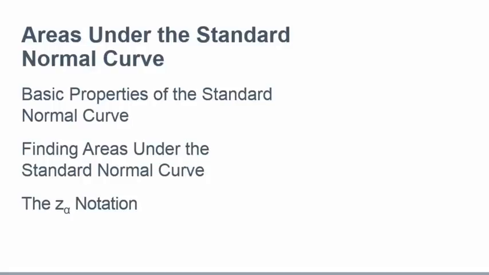The z sub alpha notation. The alpha is the area to the right of my z-score. So whatever the value is for alpha, I need to make sure I subtract that from 1 to get the area to the left before I find the corresponding z-score.